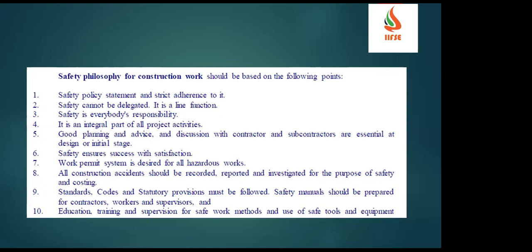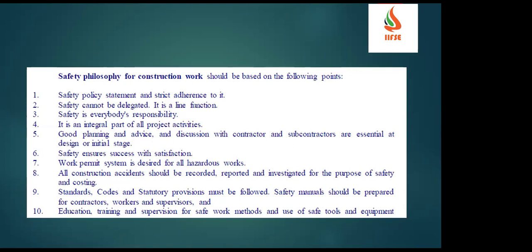Work permit system is designed for all the hazardous works. All construction accidents should be recorded, reported, and also investigated for the purpose of safety and also costing. So every accident has to be reported and investigated. Then we have to take the proper corrective action.